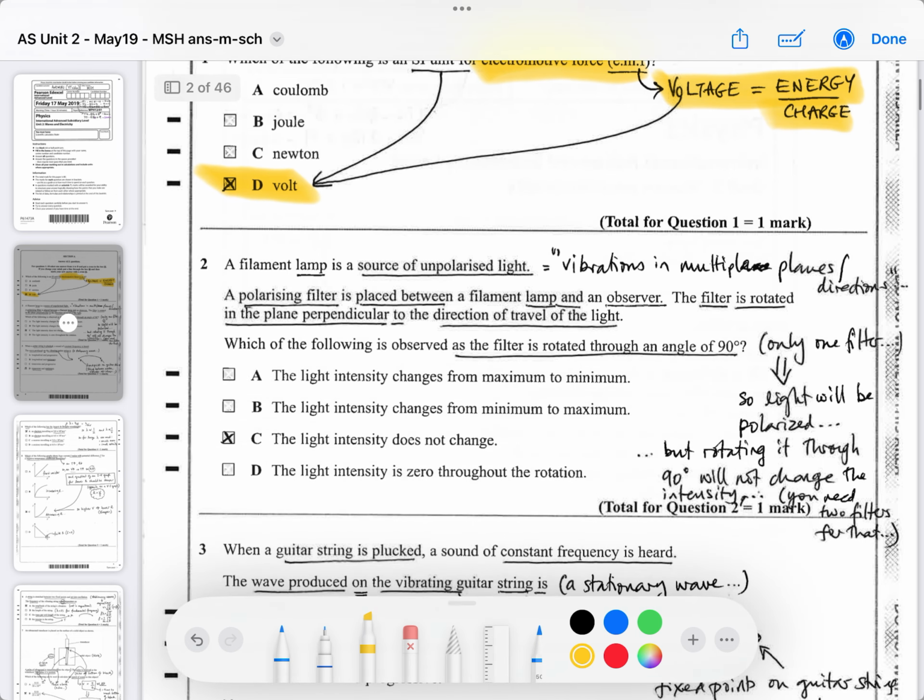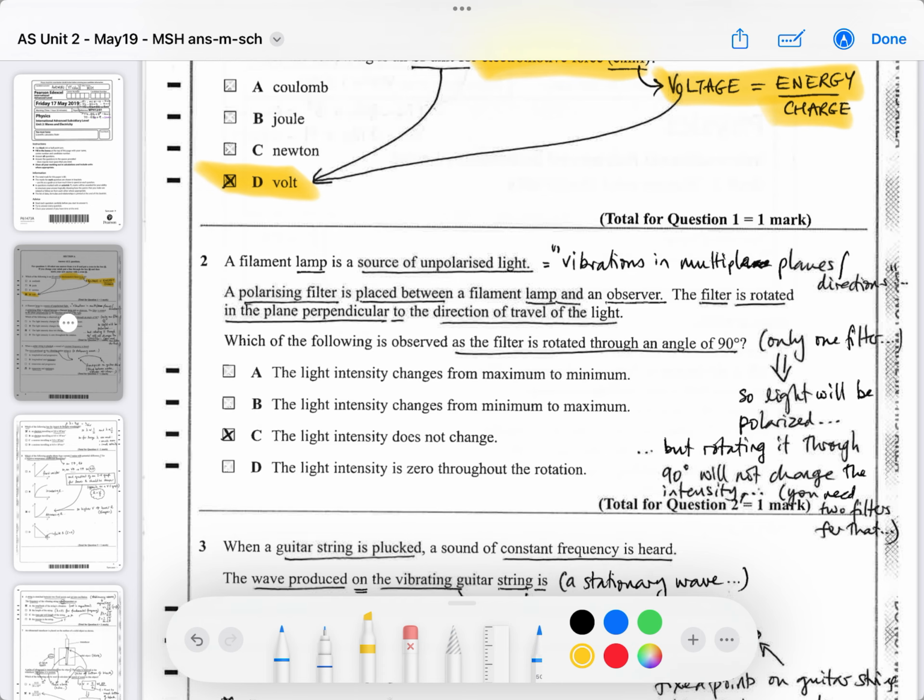Question 2 then is about a filament lamp, which is a source of unpolarized light. So my students haven't done polarization yet, but what unpolarized light means is the vibrations are in planes, so in all planes, not just in one plane. So it's not as simple as saying that the transverse disturbance is always up and down as the energy transfer is left to right. These vibrations of light are in all directions, okay?